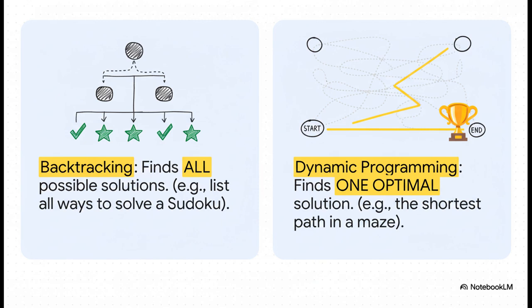So, if you need a simple rule of thumb, here it is. If the problem asks you to find all the possible solutions, like list every single way to solve this Sudoku puzzle, your brain should immediately scream backtracking. But if the problem asks you to find the one best or optimal solution, like what's the absolute minimum number of coins I need to make this change, that's a massive clue that you should be looking at dynamic programming.